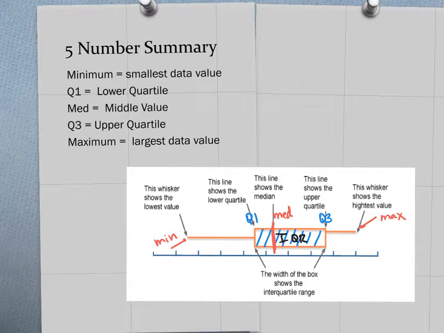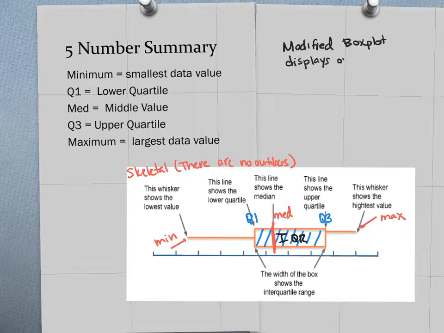Now, this is called a skeletal box plot. A skeletal box plot means that there are no outliers. In this class, we're going to draw modified box plots. A modified box plot displays outliers, and we're going to show outliers with dots.